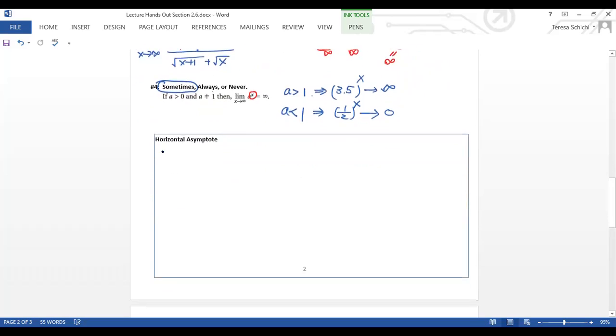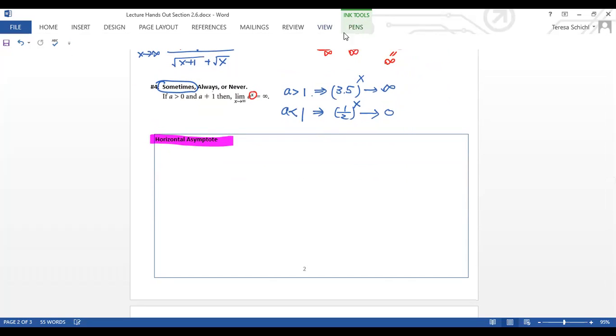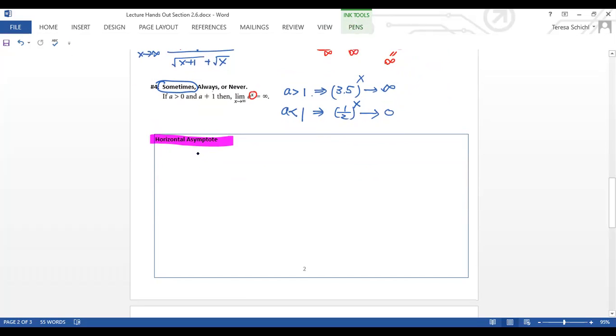Okay, and so now we are going to introduce another terminology we call the horizontal asymptote. So what is the horizontal asymptote? It's a line, just like the vertical asymptote we did before. This line is y equal to some number, okay?